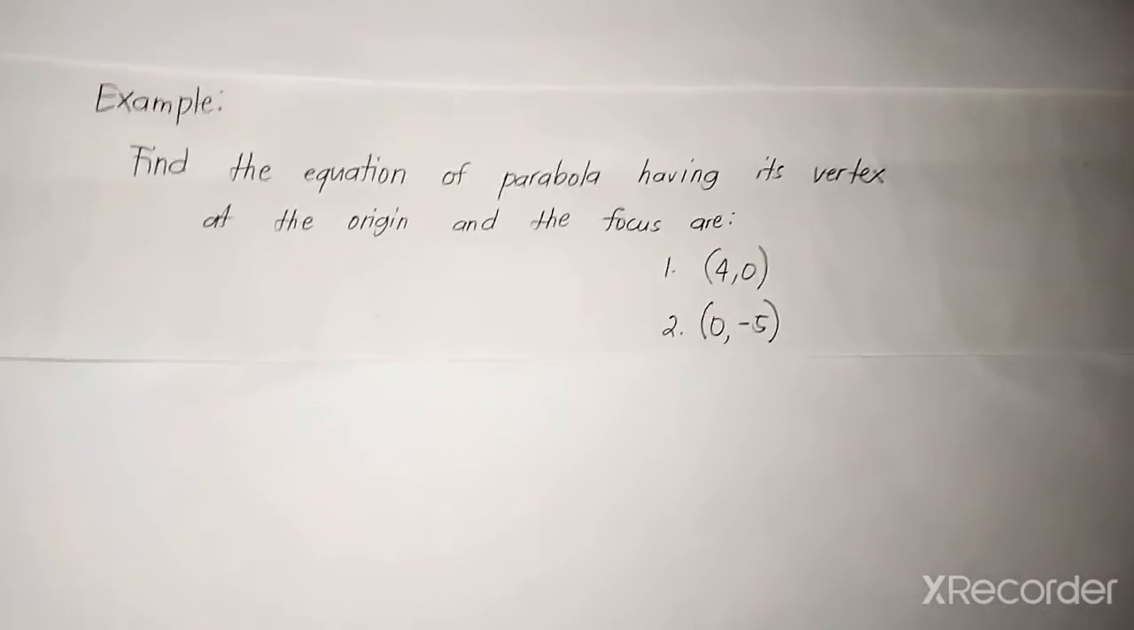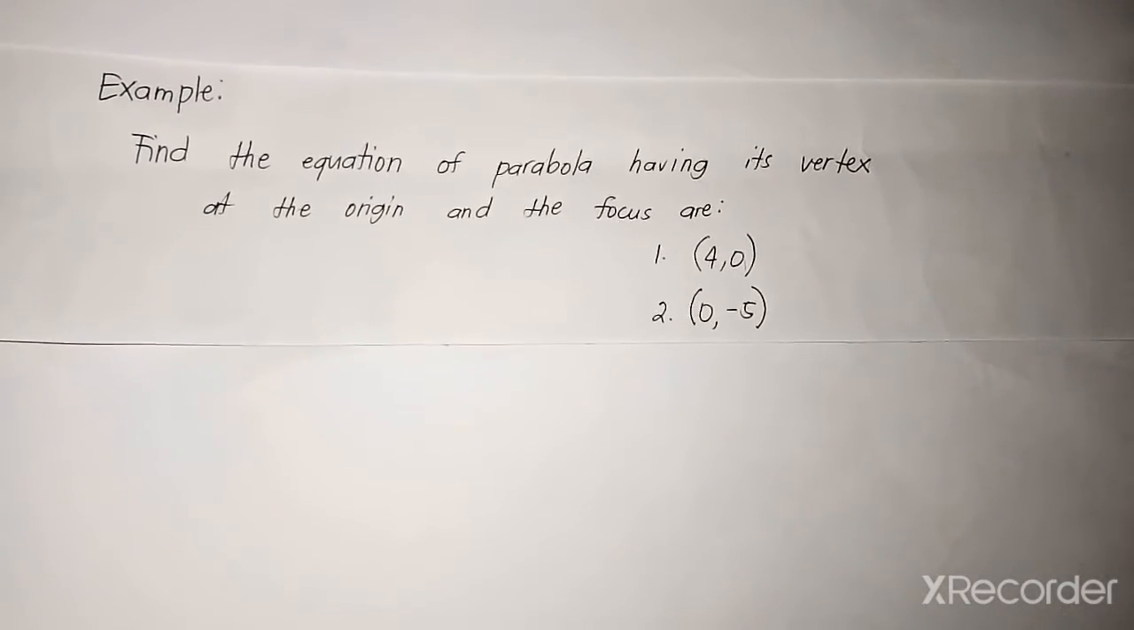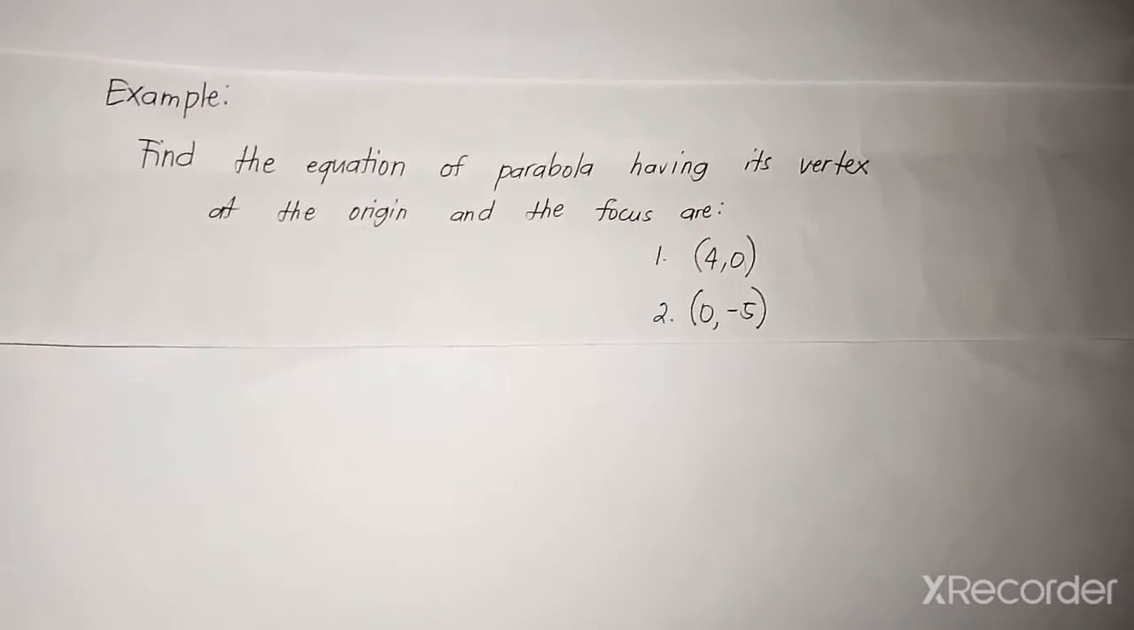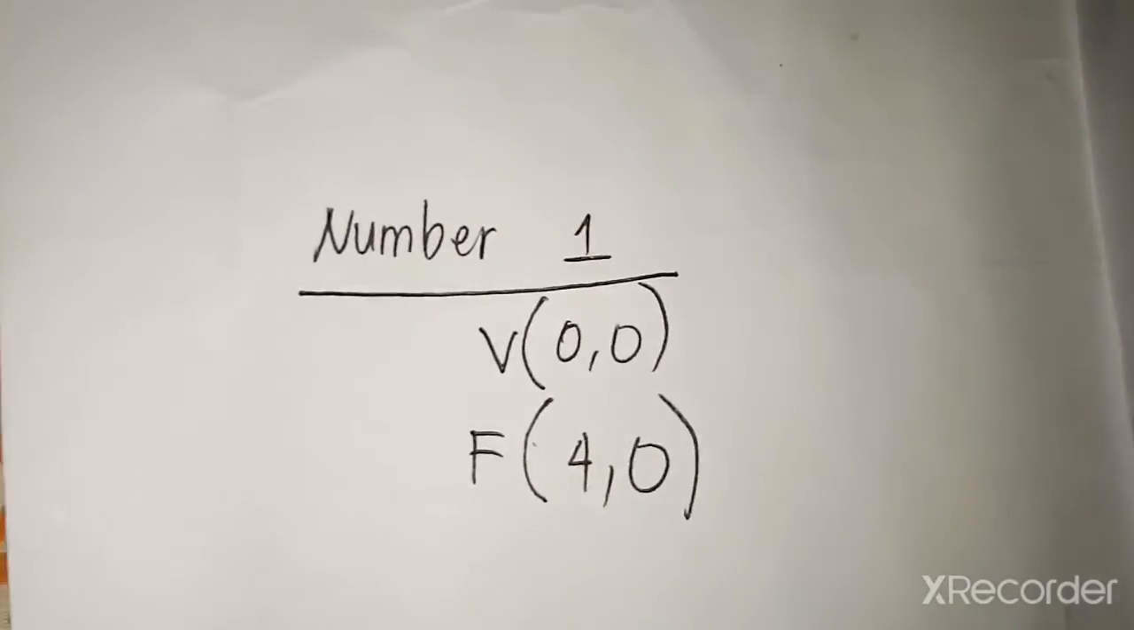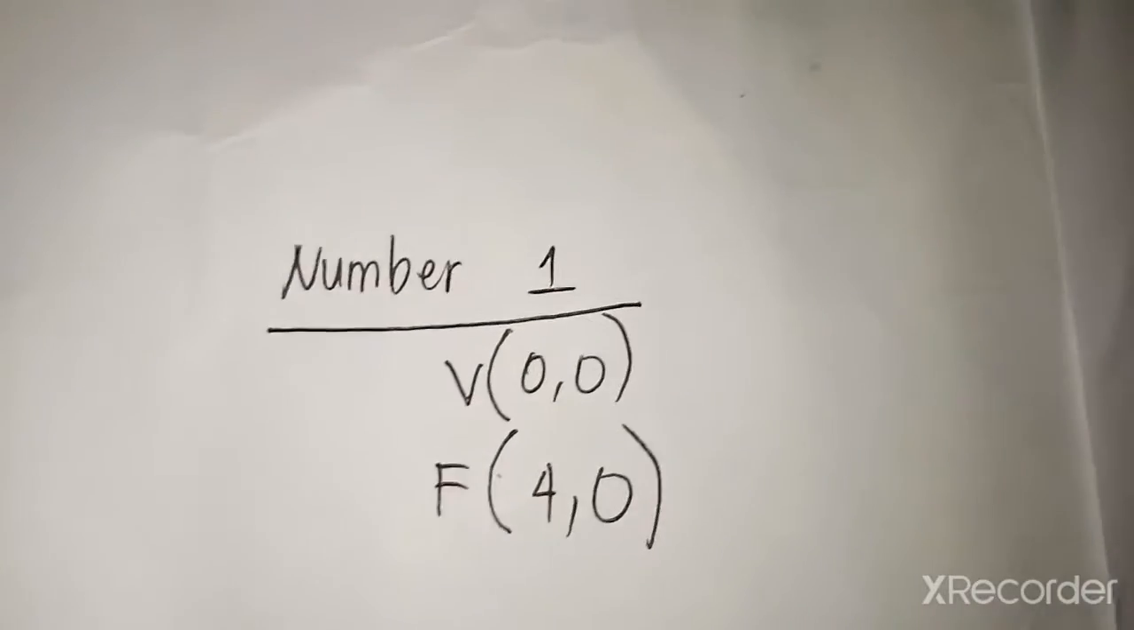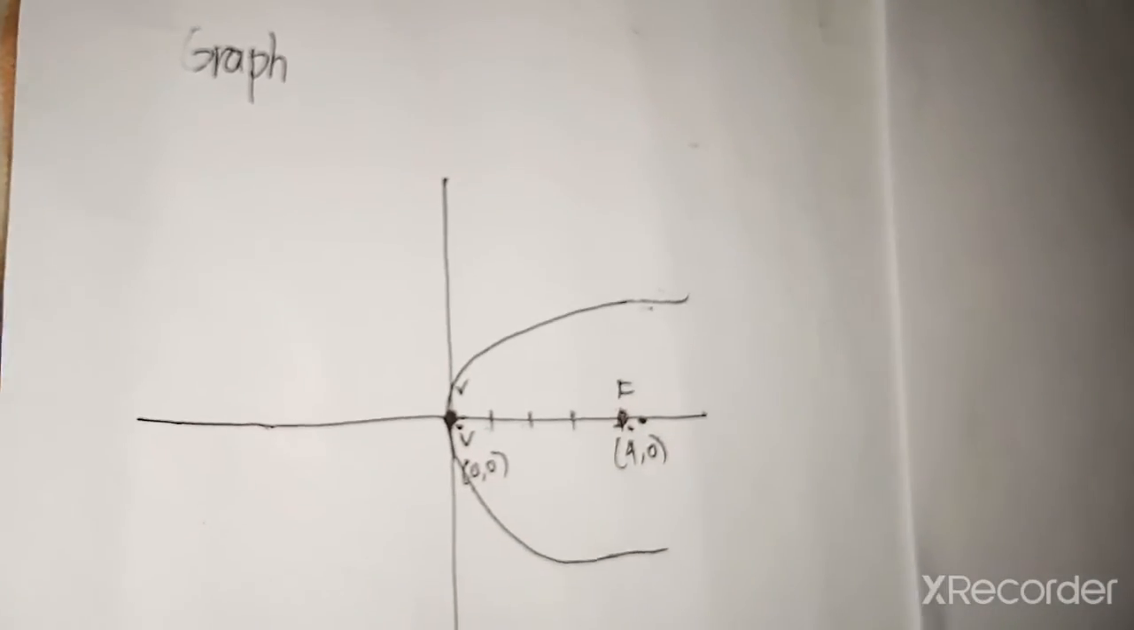Find the equation of the parabola having its vertex at the origin and the focus at number 1, (4, 0), and number 2, (0, -5). For number 1, the vertex is at the origin and the focus is at (4, 0), so we must graph first. So this will be the graph.